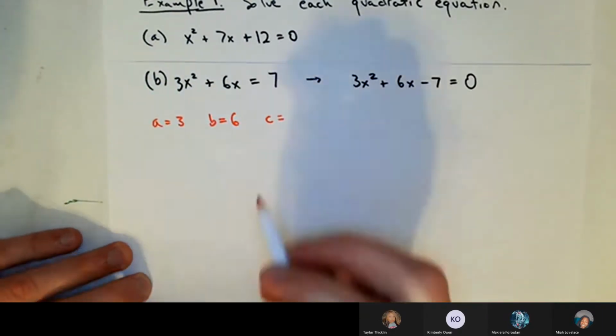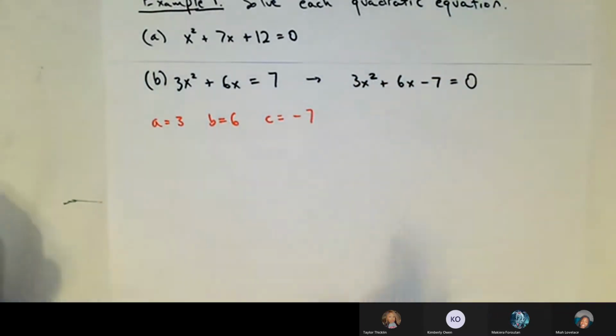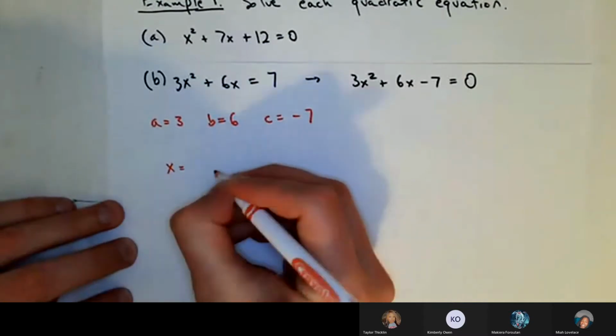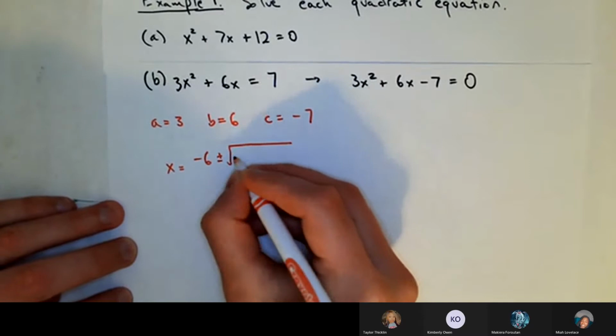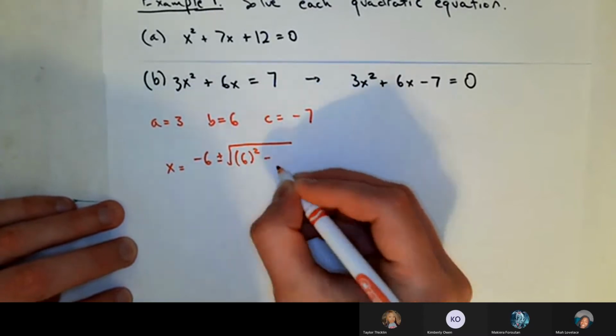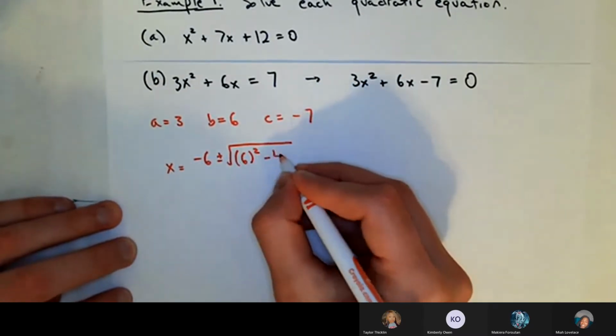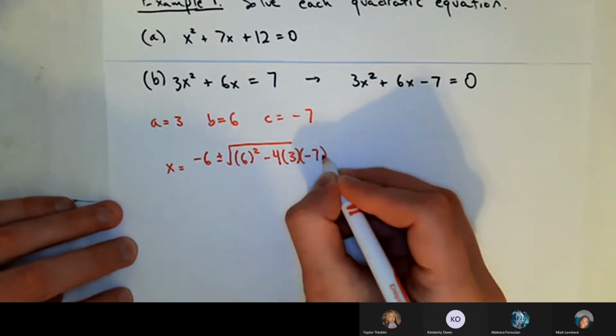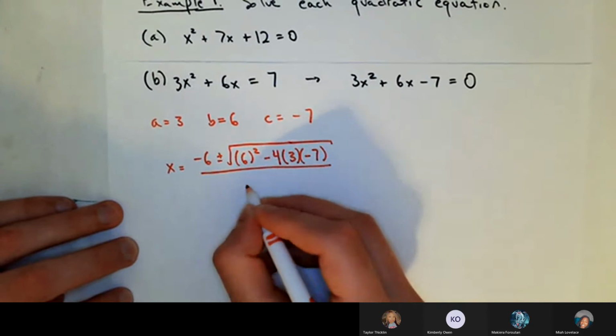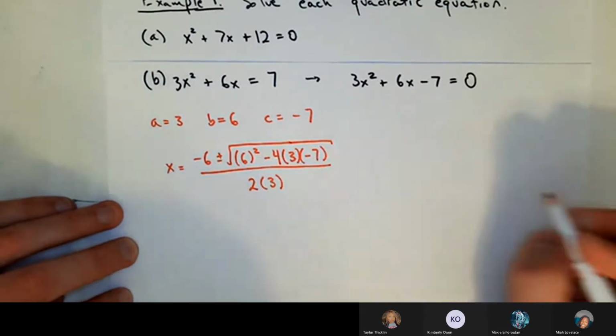And that matters. If you are just going through the motions and you forget that step, then you would call C +7, which would be wrong, because C is -7 when you get it in the right form. Okay, so now I'm going to say x is equal to -b plus or minus square root of b squared, so I'm plugging in as I go here, minus 4 times a times c, all over 2 times a.